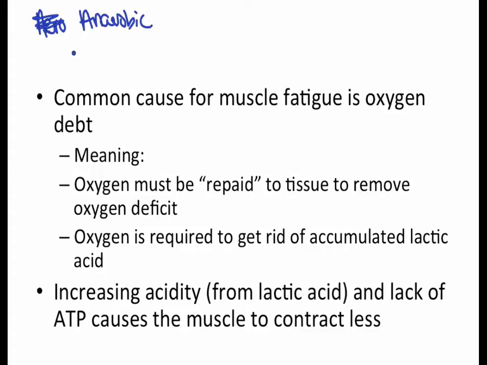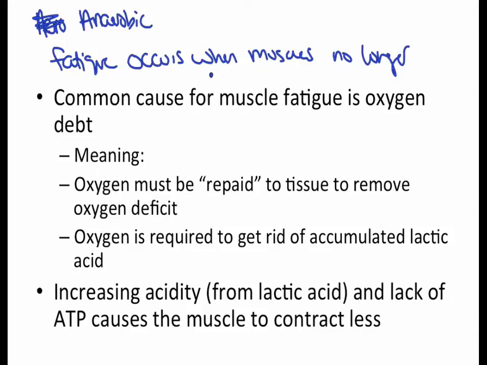A muscle is fatigued when it's no longer able to contract even with a stimulus. So, fatigue occurs when muscles no longer contract. A common cause for muscle fatigue is oxygen debt. What that really means is that your body can't take in oxygen fast enough to utilize that to break down glucose using oxygen to make ATP.